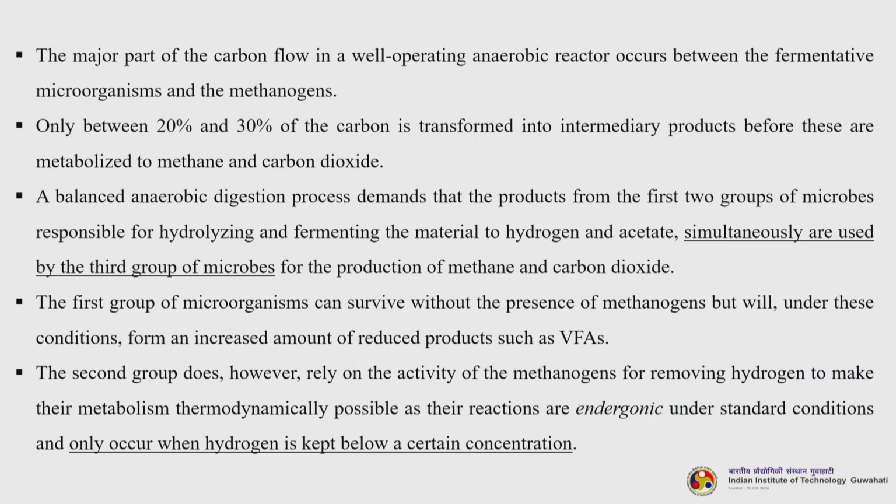Now, a balanced anaerobic digestion process demands that the products from the first 2 groups of microbes, responsible for hydrolyzing and fermenting the material to hydrogen and acetate, are simultaneously used by the 3rd group of microbes for the production of methane and carbon dioxide. So, this is very important. Now, the first group of microorganisms can survive without the presence of methanogens, but will under these conditions form an increased amount of reduced products such as volatile fatty acids. The second group does however rely on the activity of methanogens for removing hydrogen to make their metabolism thermodynamically possible, as their reactions are endergonic under standard conditions and only occur when the hydrogen is kept below a certain concentration.